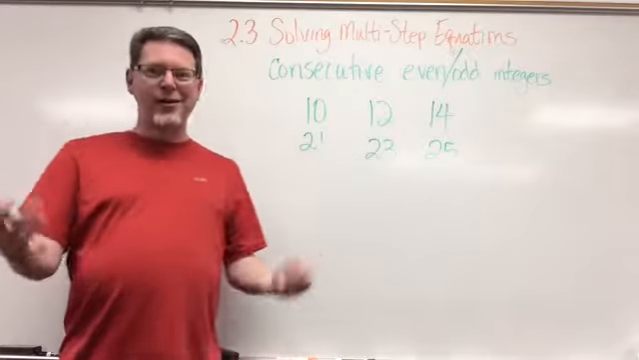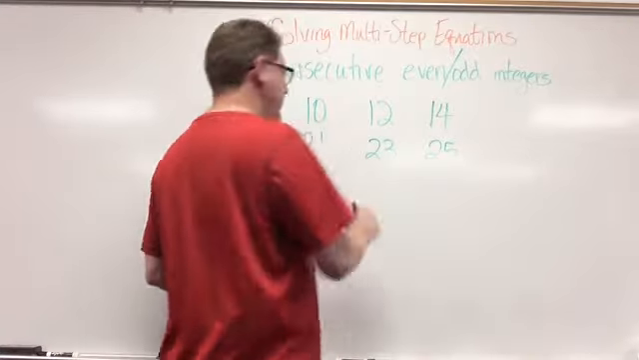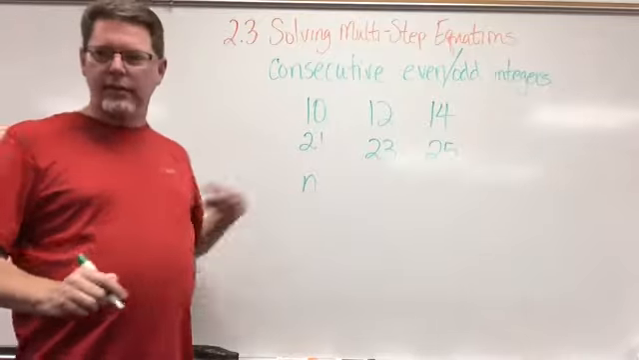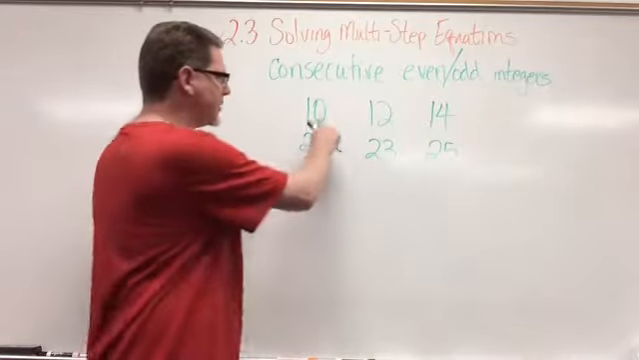So, let's say I've got an unknown. Let's say that my first even or odd, it doesn't matter, integer is n. Well, how did I get to my second one?